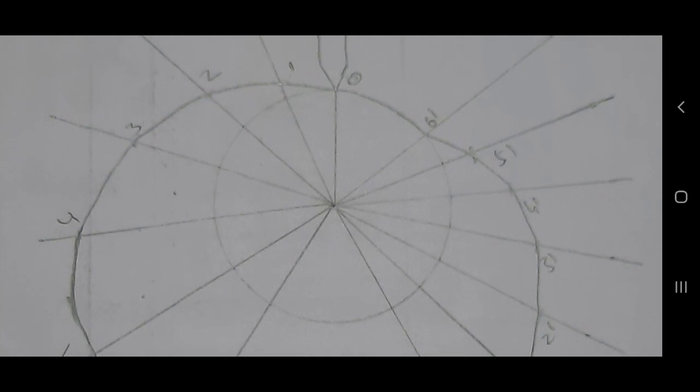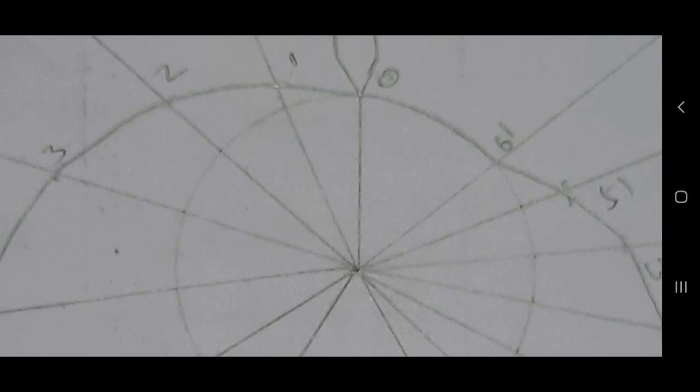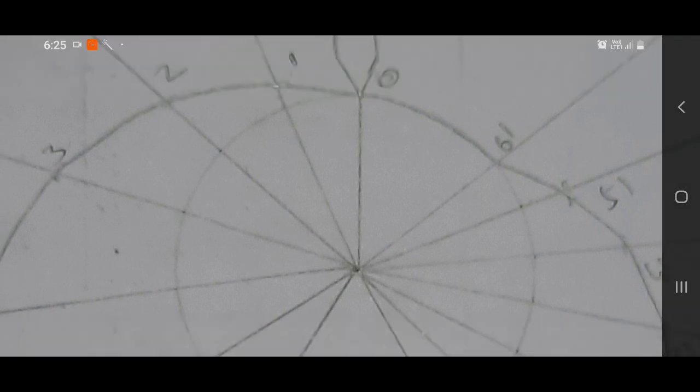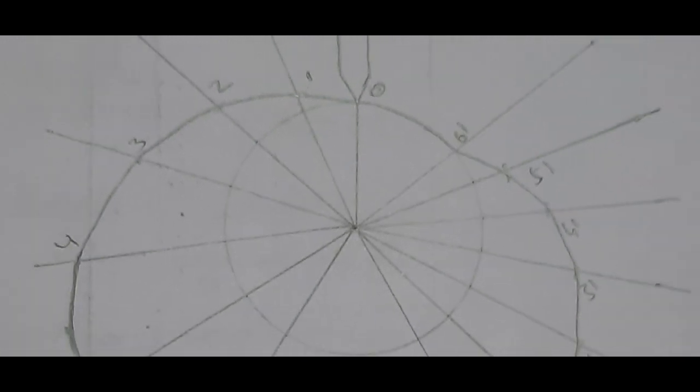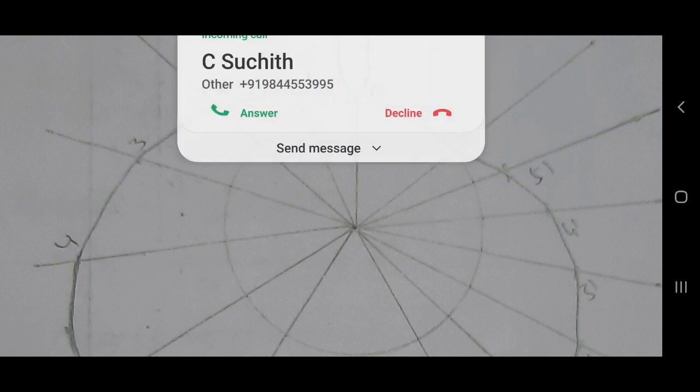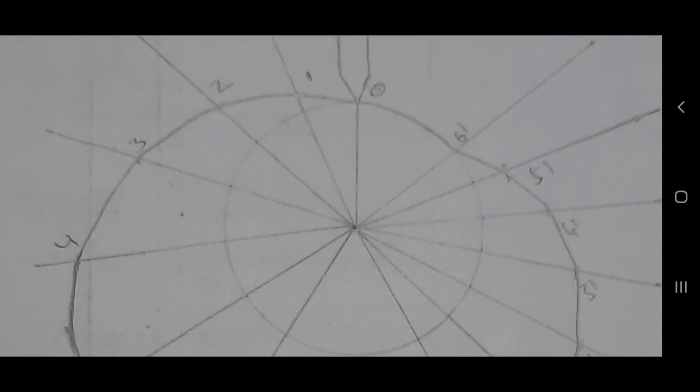Protractor for this reference line. I am zooming it. The line where the knife edge is lying, that is the reference line for us. That is the particular reference line. There we need to place the protractor. What you need to do is divide those angles here.